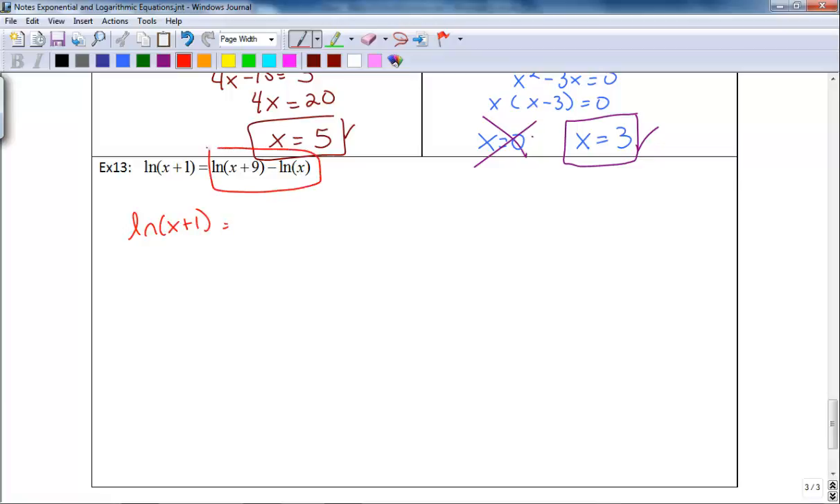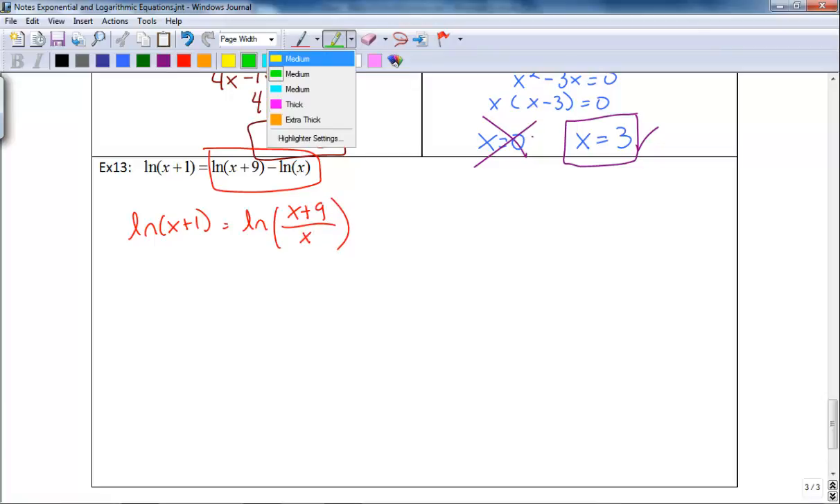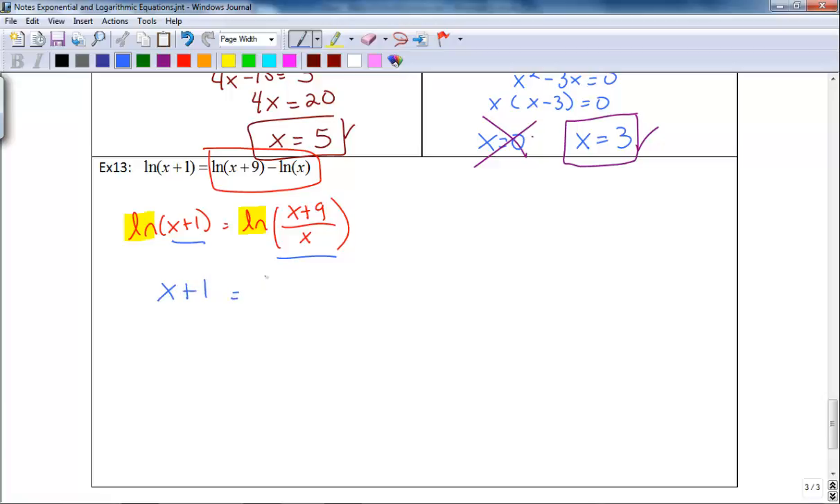Well, what do I do when I am subtracting my logs? When I'm subtracting, I can divide the arguments. So I end up with x plus 9 over x. Well, now I have a single log on both sides of the equation, so I can set those arguments equal to each other. So I get that x plus 1 is equal to x plus 9 over x.